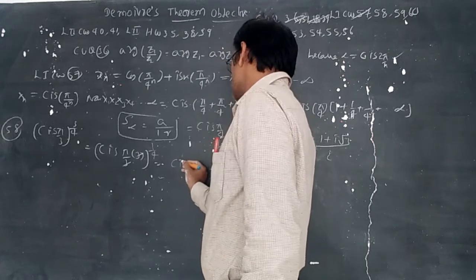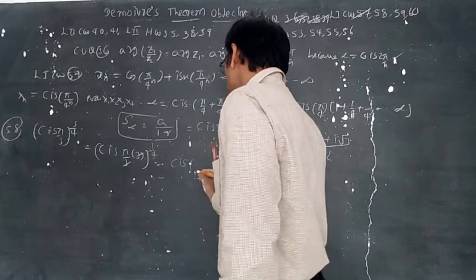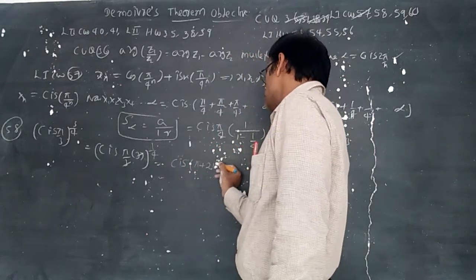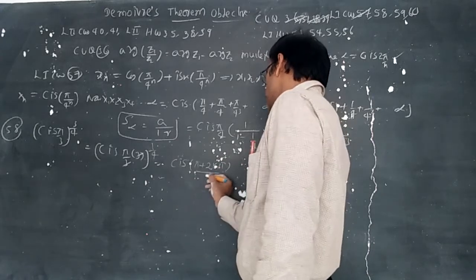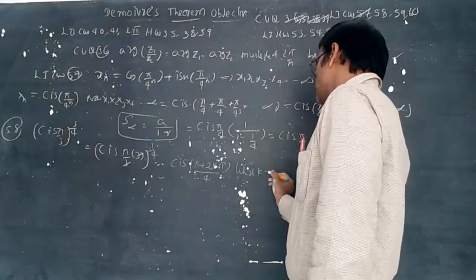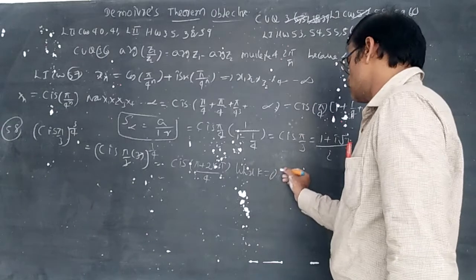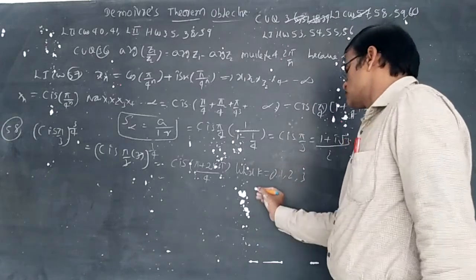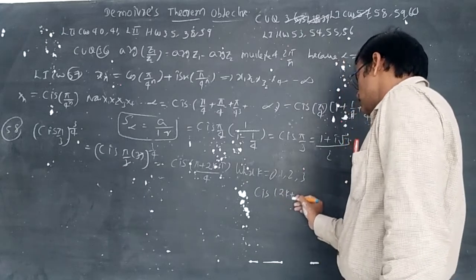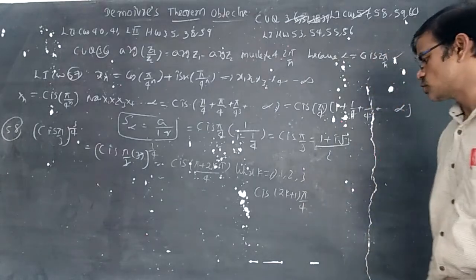So cos theta plus i sin theta, cis of theta plus 2k pi by n. You write here theta means pi plus 2k pi by 4, where k is equal to 0, 1, 2, 3. So cis of (2k plus 1) into pi by 4, k equal to 0, 1, 2, 3.